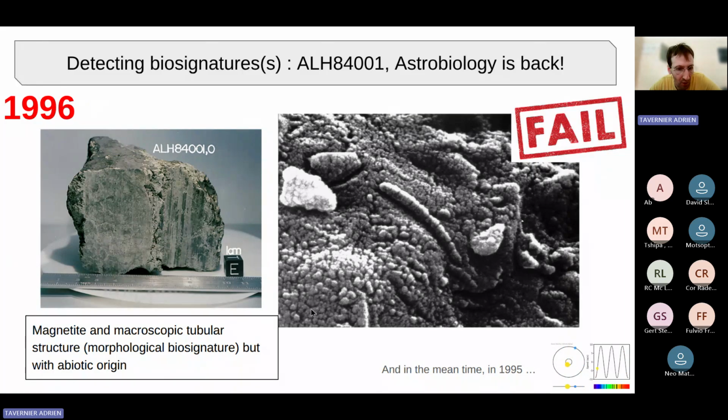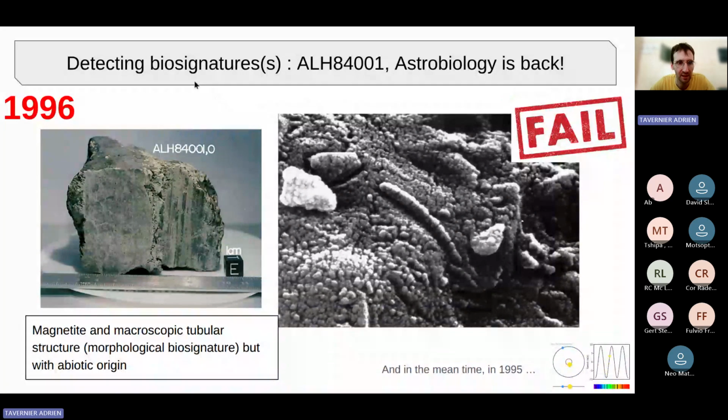So they focus on magnetite and macroscopic tubular structures. So here it's a kind of morphological biosignature. For them, it was really similar to some structures that are characteristic of life on Earth. And they said that it was a kind of relic of life from Mars. But then there were lots of different studies, and the conclusion was, in fact, it was not a biotic origin, but an abiotic one, which produces this kind of morphological biosignature. So again, it was a failure to detect a biosignature outside the Earth.